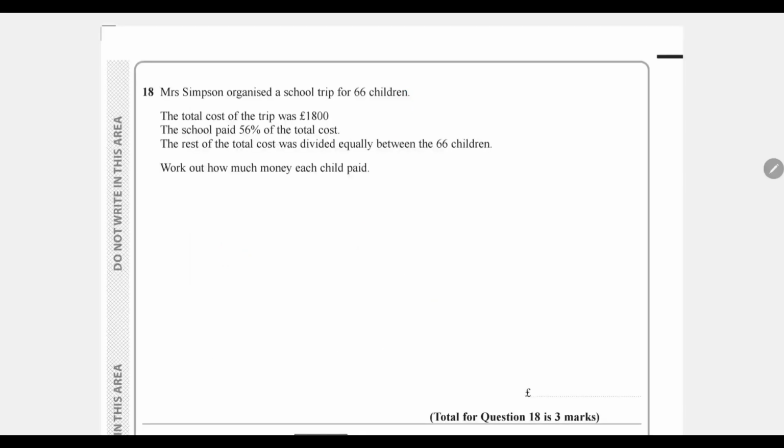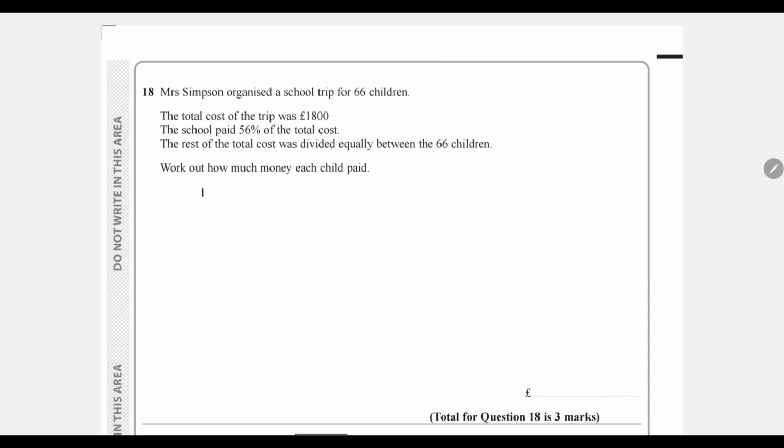Question 18 says, Mrs. Simpson organized a school trip for 66 children. The total cost of the trip was £1,800. The school paid 56% of the total cost. The rest of the total cost was divided equally between the 66 children. Work out how much money each child paid. So the first thing that we need to do is minus the 56% from the 1800.